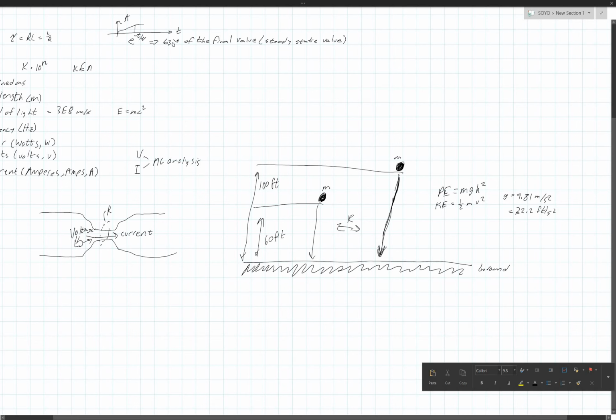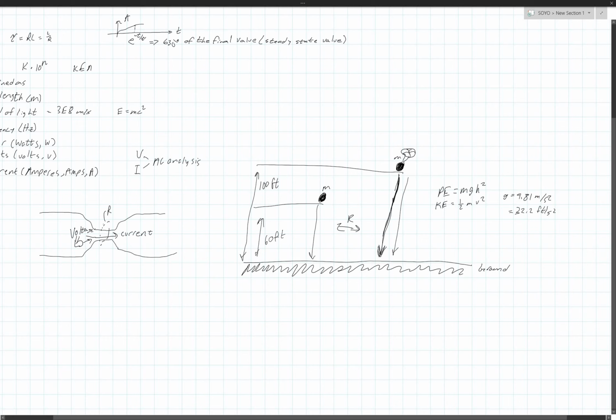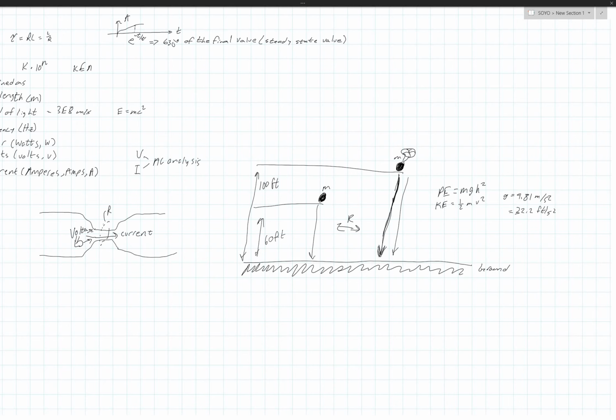If we were to throw, let's just say, a little parachute onto this one here, I'll try to draw a parachute. So let's say we have the parachute there. If we get the right size parachute, the 100-foot one might hit the ground at the same speed as the 60-foot bowling ball. It really wouldn't matter. We'd have to figure that out.